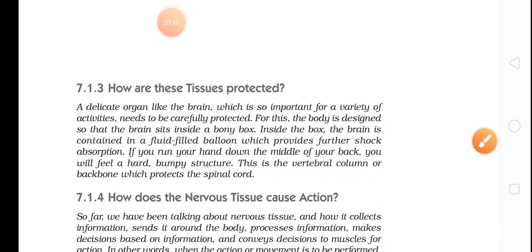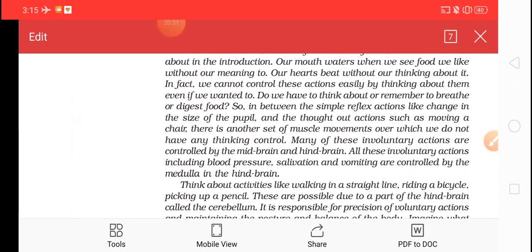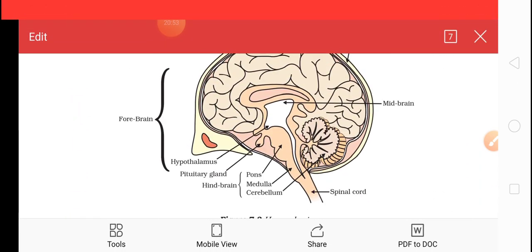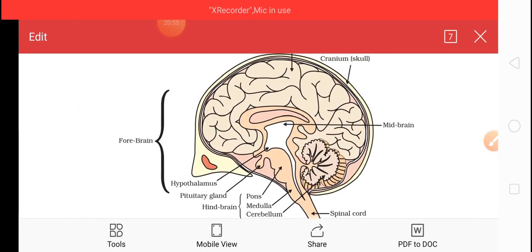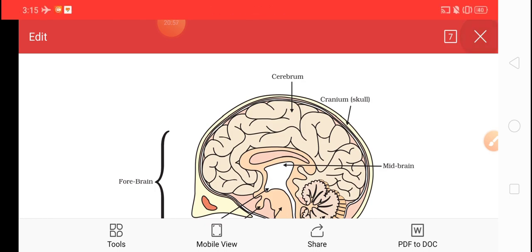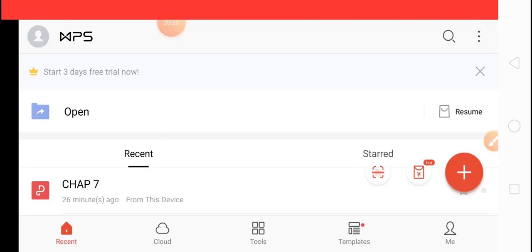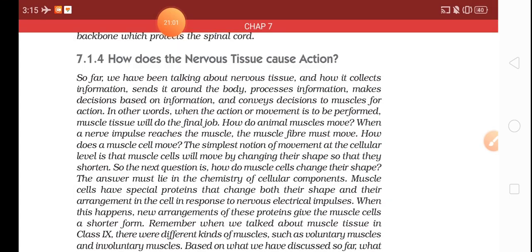Understood? So with this I have finished with the structure of the brain. Just learn this diagram, and if you have any doubt, please ask.